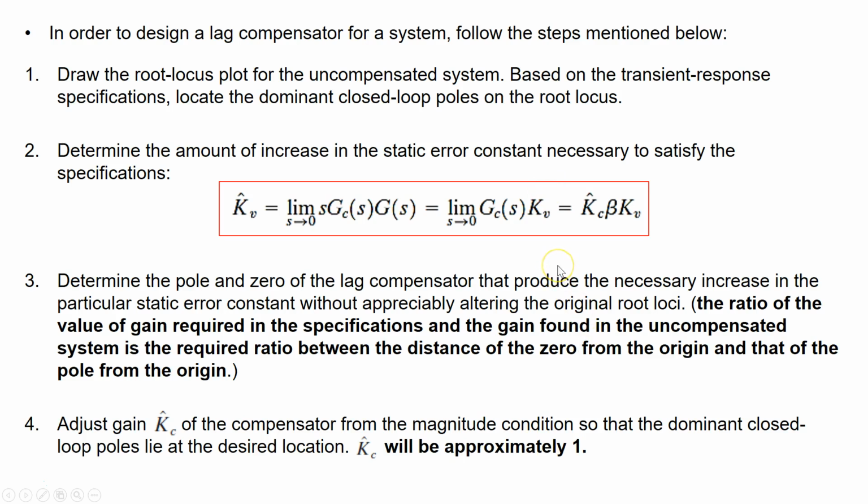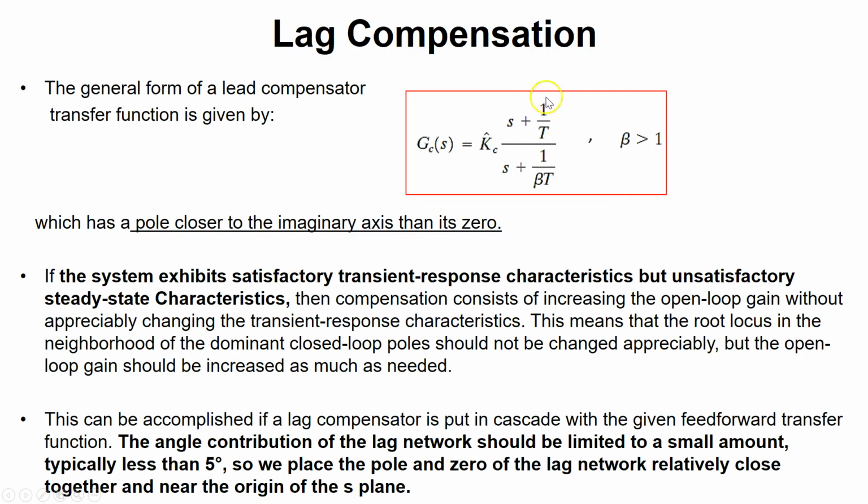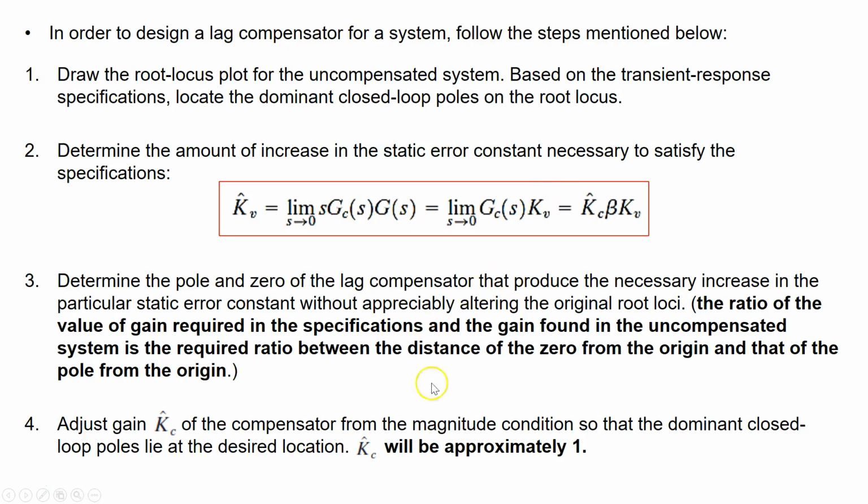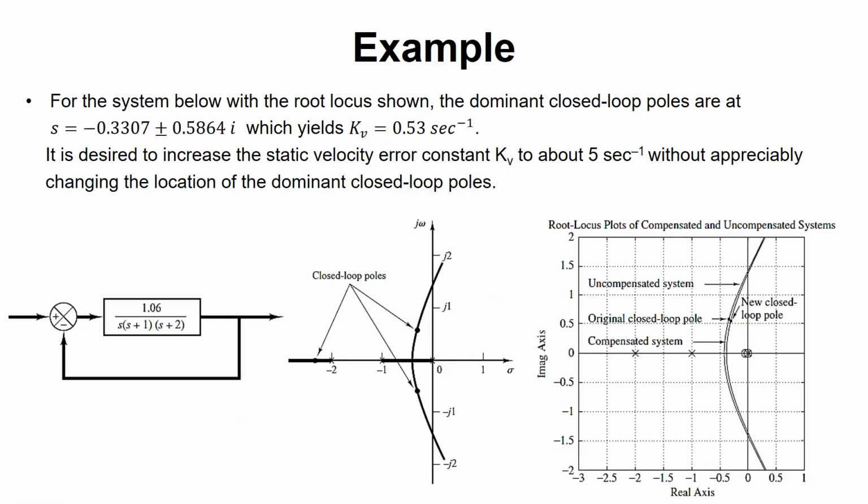So using that, we determine zero and pole. We choose one of them, basically means choosing T arbitrarily, and then the other one will be determined since we know beta. And then finally, we tune Kc such that the magnitude condition is satisfied. So let's look at this example together.